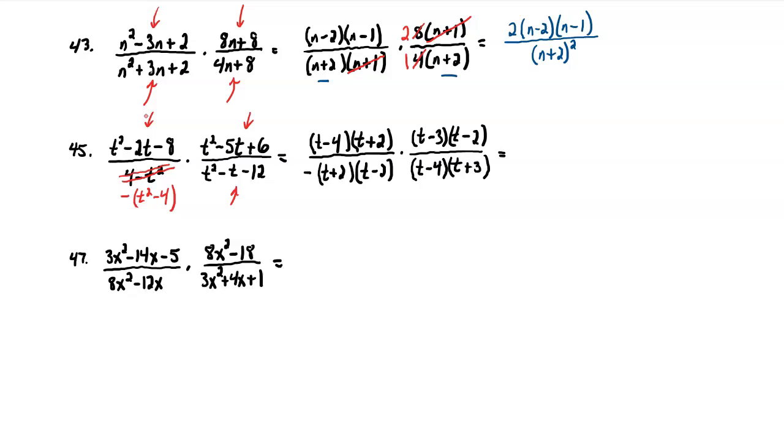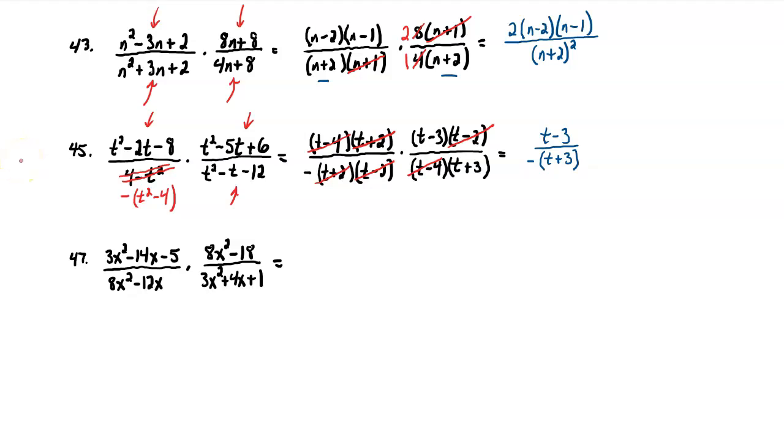Now the canceling. There's a t minus 4 in the top and a t minus 4 in the bottom. There's a t plus 2 in the bottom and in the top. There's a t minus 2 in the bottom and in the top. That's all of the canceling. Final answer has t minus 3 in the top, and in the bottom there's a negative sign, don't lose that, and then t plus 3.